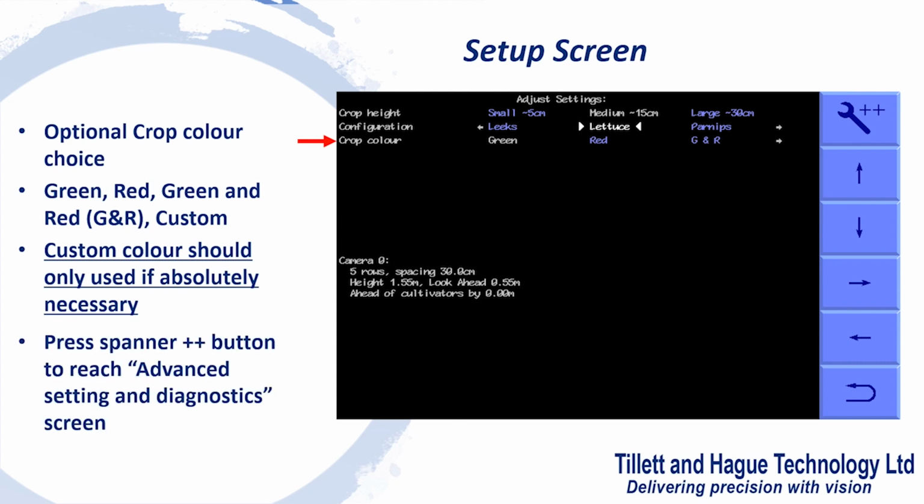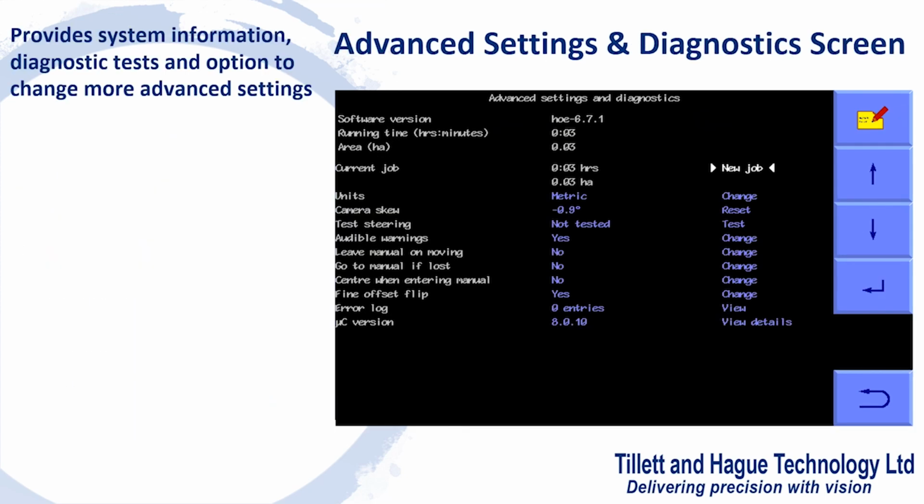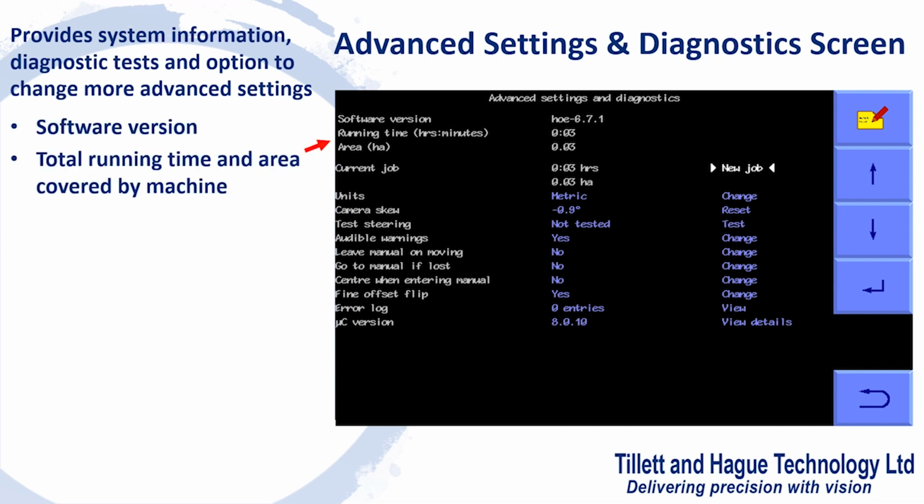Now to reach the advanced setting page, touch the top right spanner plus button. This screen provides system information, diagnostic tests, and options to change more advanced settings. Information includes software versions, total running time and area covered since new, a resettable time and area meter.